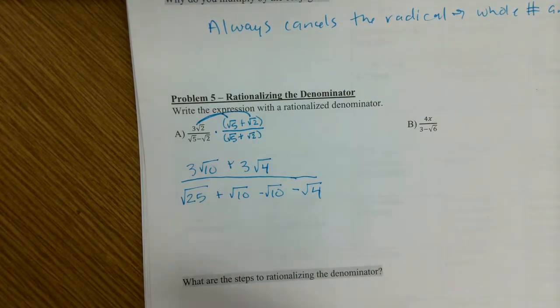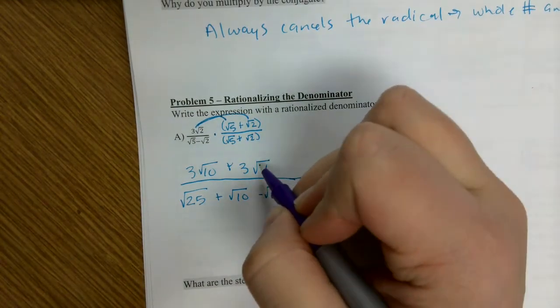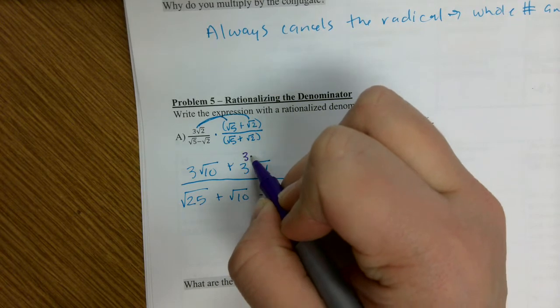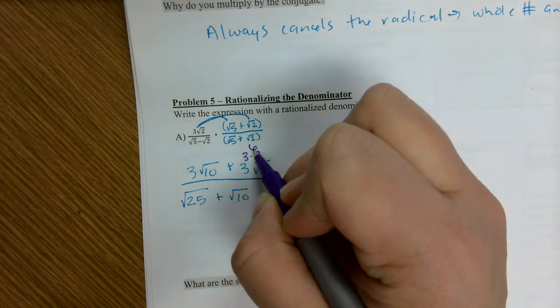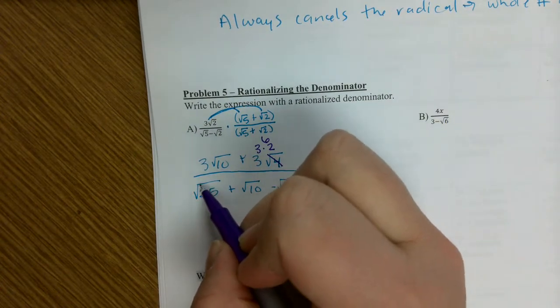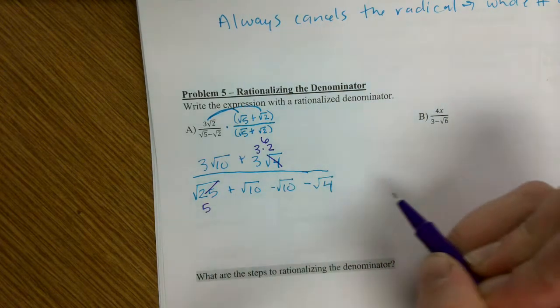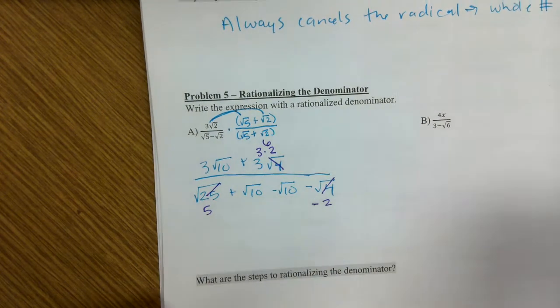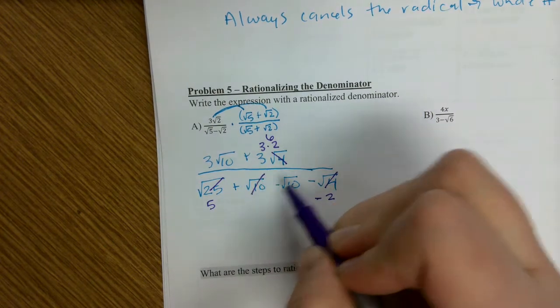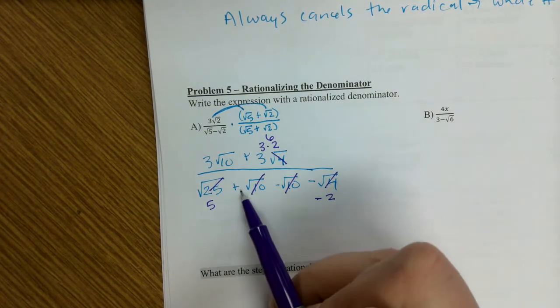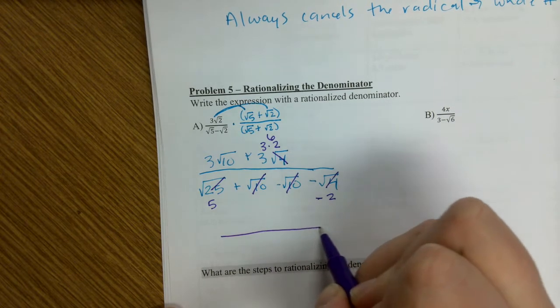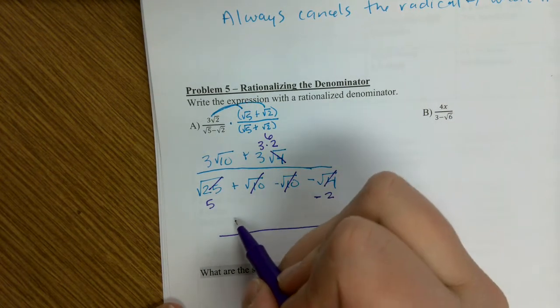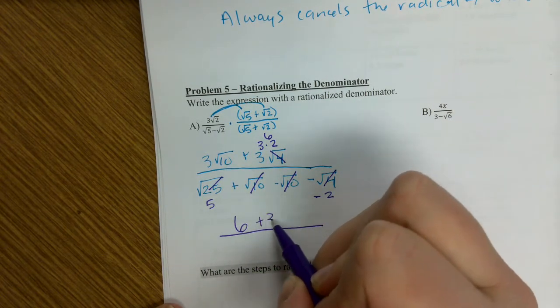Now I have to simplify stuff. Square root of 4 is 2. So this would become 3 times 2, which is equal to 6. Square root of 25 is 5. Square root of 4 is 2. So this is a negative 2 because of that subtraction. These two cancel each other out. It's a positive and a negative. So on top, I'm left with the 6 plus 3 square root 10.